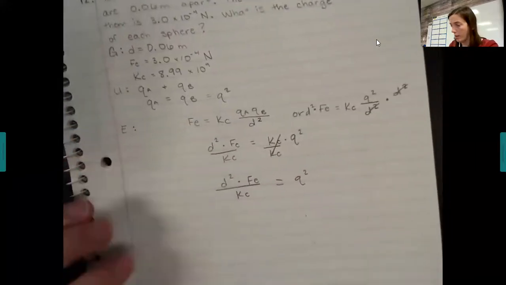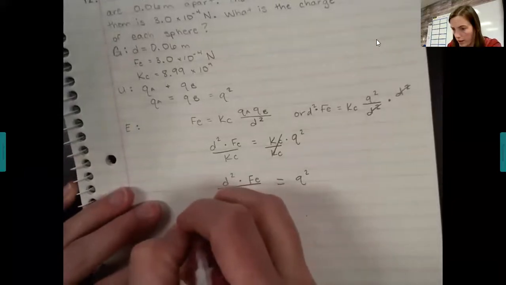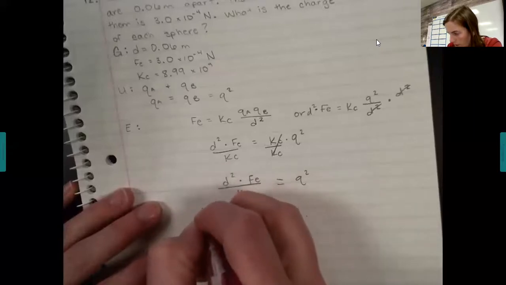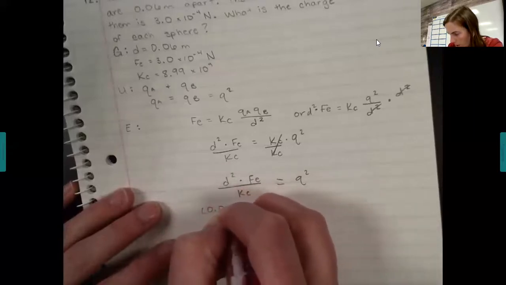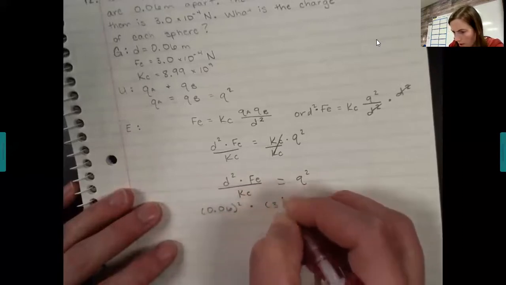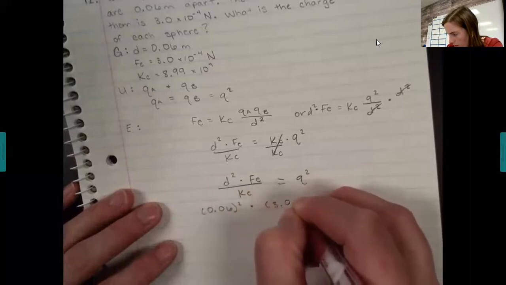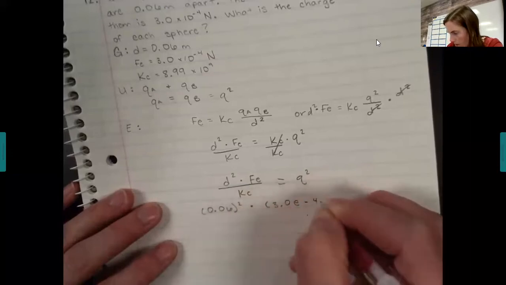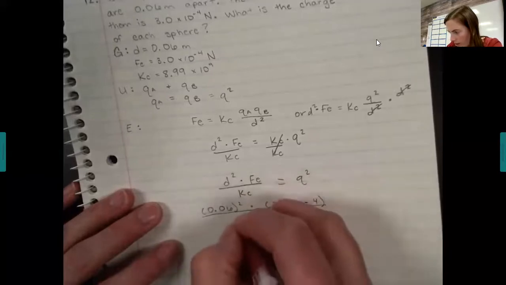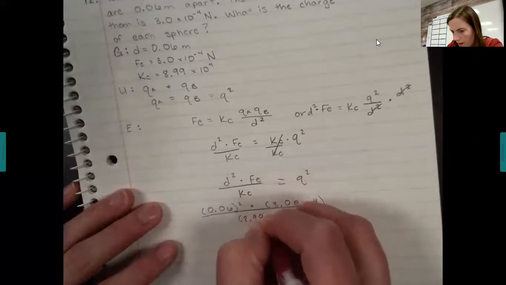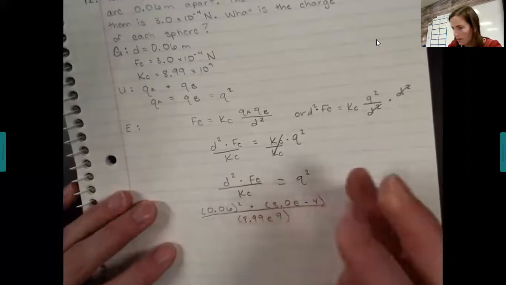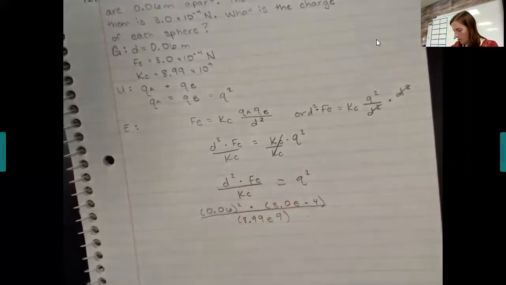Okay, so when I plug in the numbers, it's going to look like, let's see, 0.06 squared times 3.0 e negative 4, because that's how I'm going to put it in the calculator, divided by the constant, which is 8.99 e9.